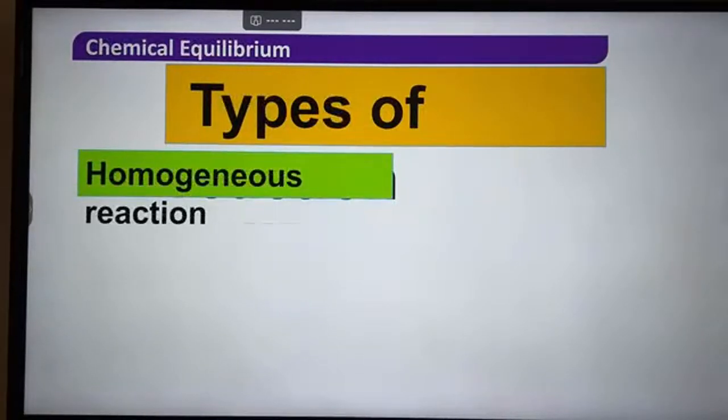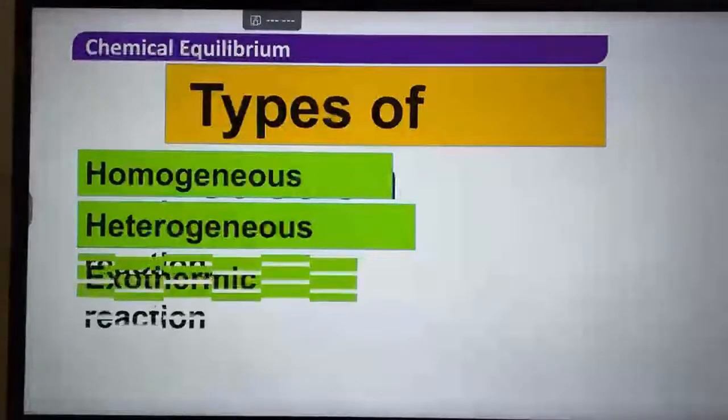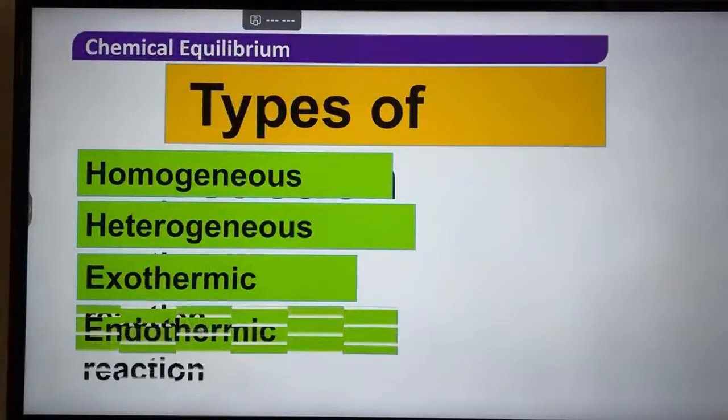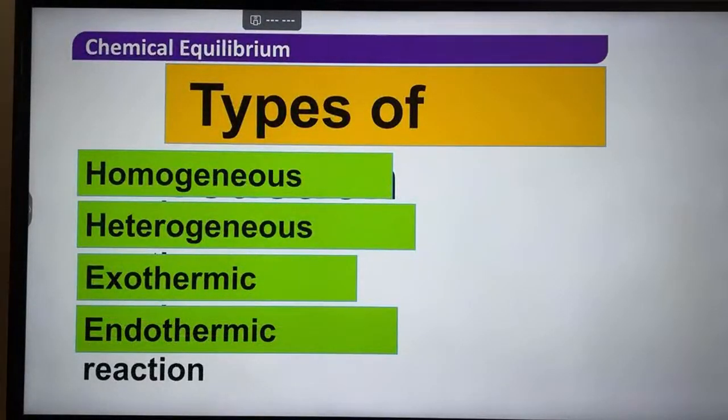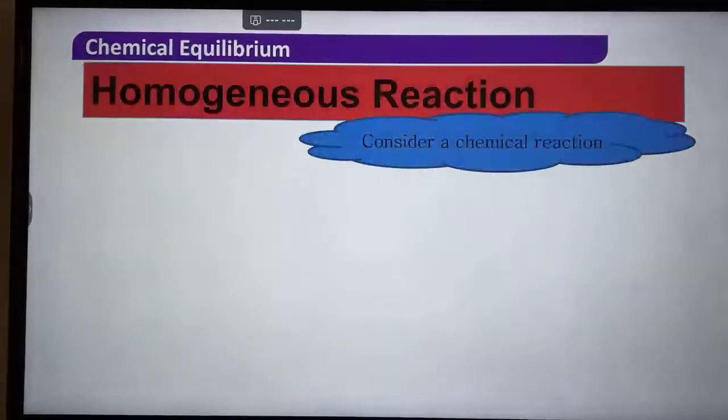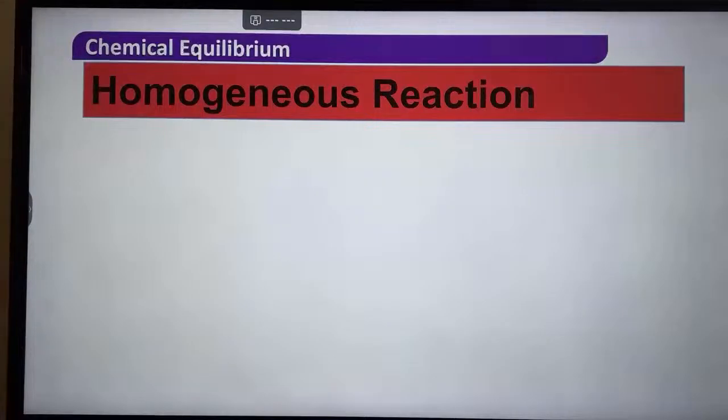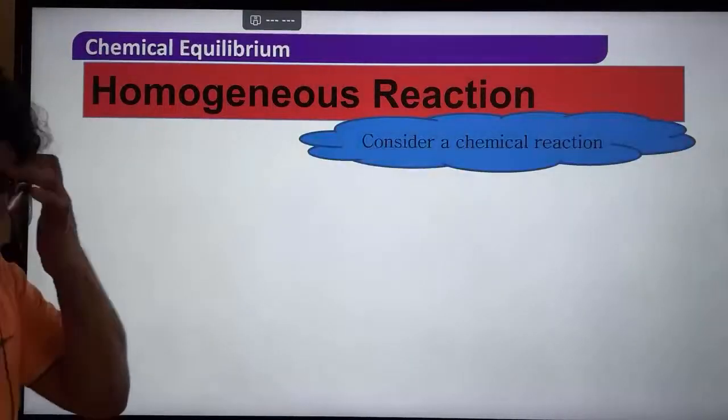So there are multiple types of reactions: homogeneous, heterogeneous, exothermic, endothermic. So we will talk about each of these cases, and how equilibrium can be affected or can be understood for each of these types of reactions. So first we talk about homogeneous reactions. So what is a homogeneous reaction? You want to tell me?